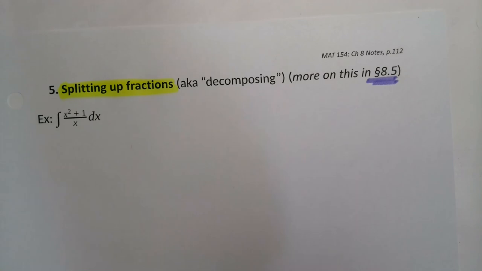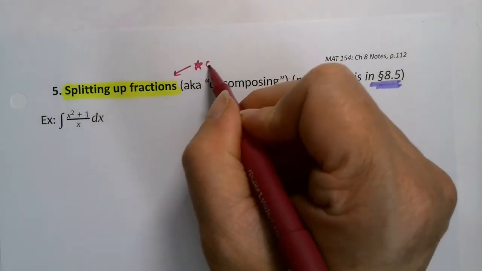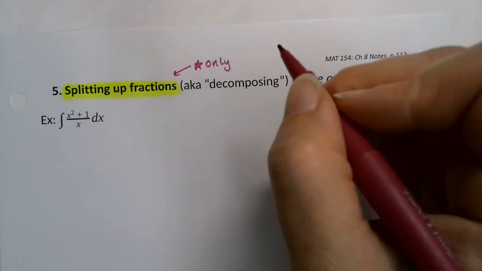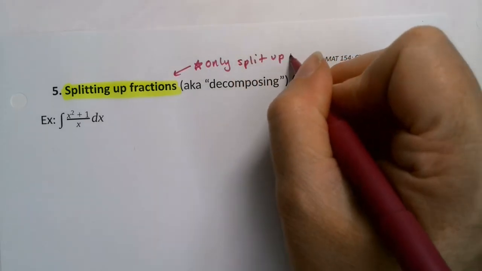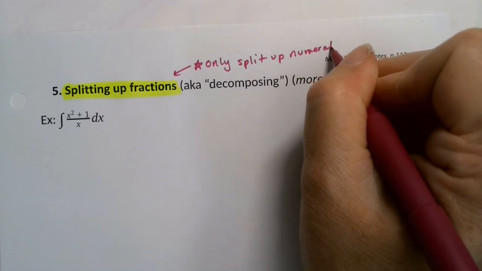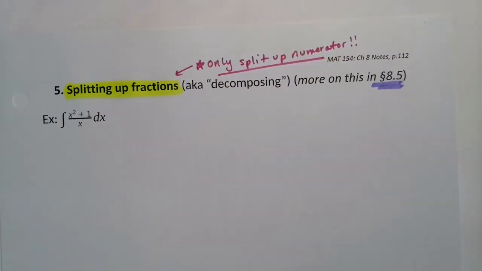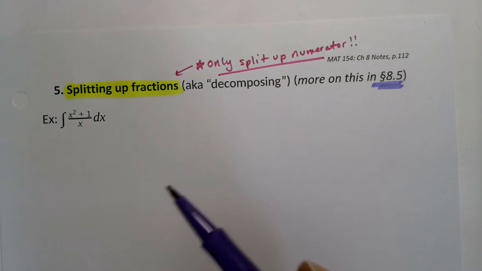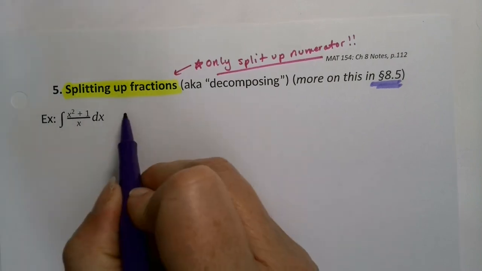Now remember, when you're splitting up a fraction, when you're decomposing a fraction, you can only split up the numerator. You can't split denominators. Denominators don't work like that. It's against all the algebra rules to split up a denominator. Okay, so what do you mean, denominator? Watch. You take this integral.